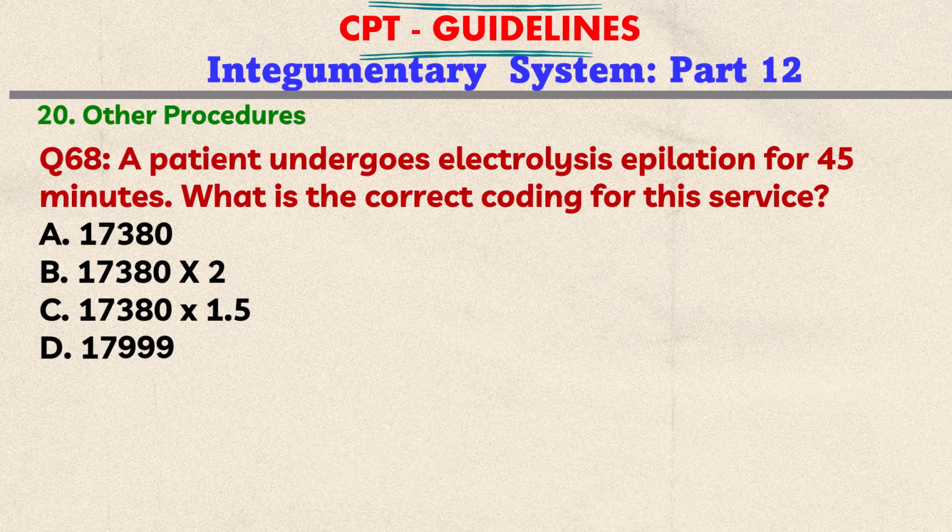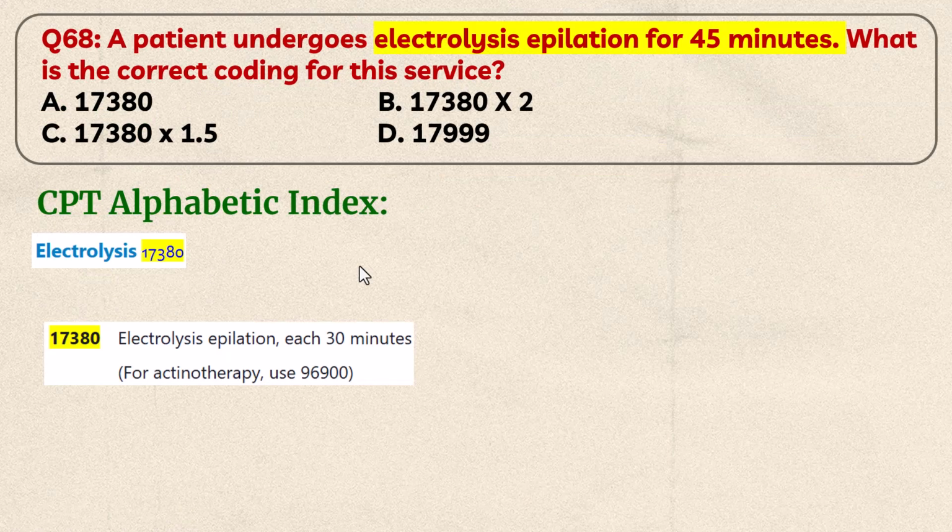Question number 68. A patient undergoes electrolysis epilation for 45 minutes. What is the correct coding for this service? There are 4 answers available. Find the answer. So here you have to highlight this is electrolysis epilation for 45 minutes. So let's use the CPT alphabetic index. Here you have to go for the main index term electrolysis. That is the main procedure. So it will lead you to the code 17380. That code's description says electrolysis epilation each 30 minutes.